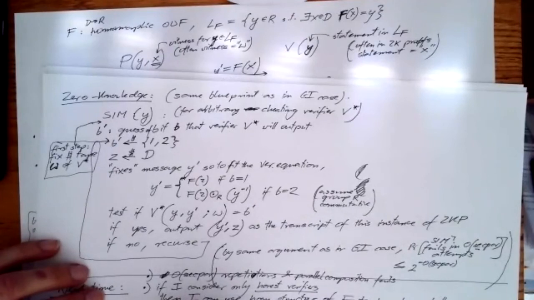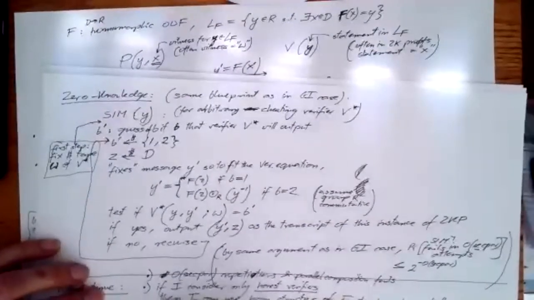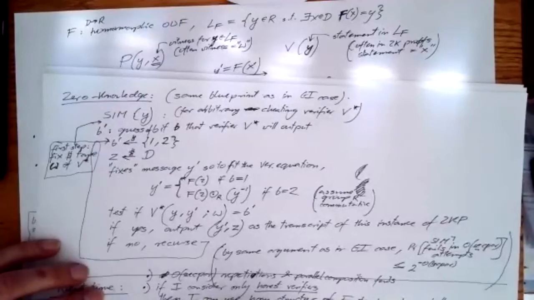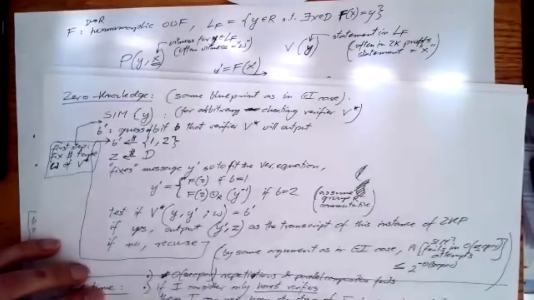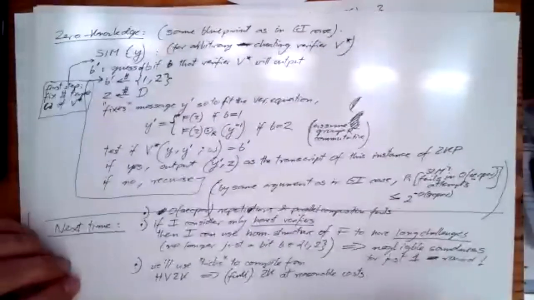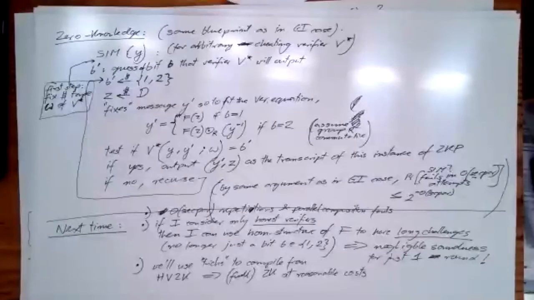And then we'll use tricks to compile from honest verifier zero knowledge to full zero knowledge at reasonable costs. Okay, so that's just the plan for what we want to do, and so I will see you on Thursday. But let me know if you have questions.